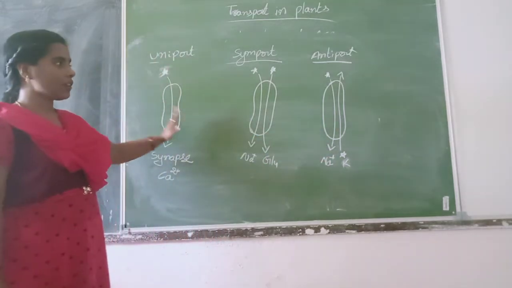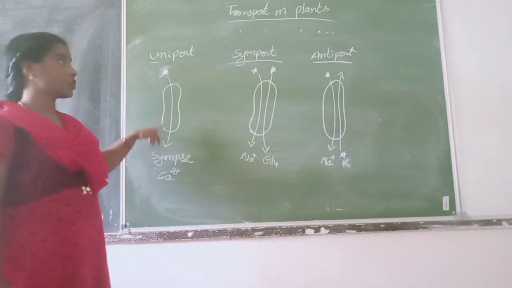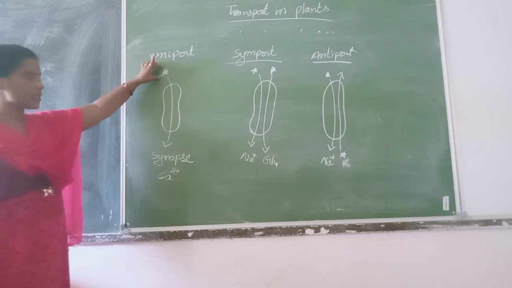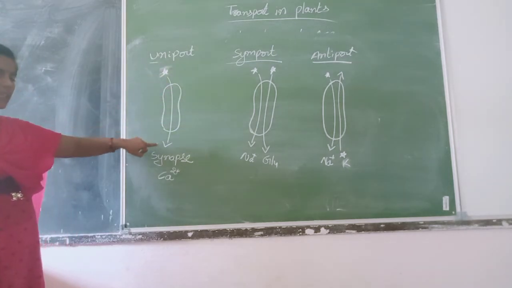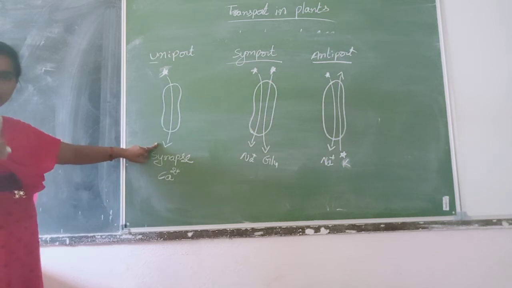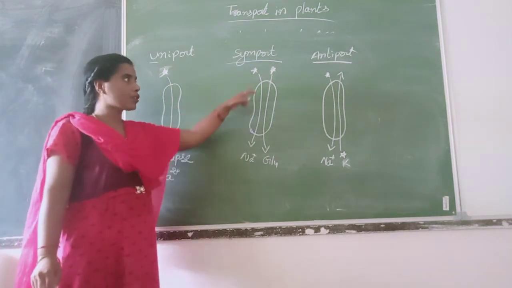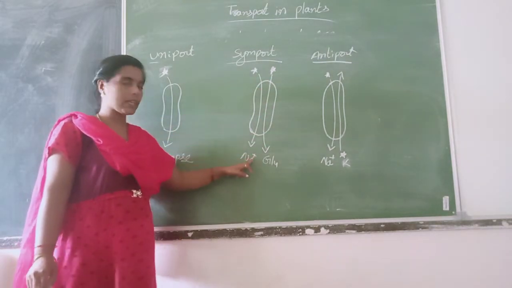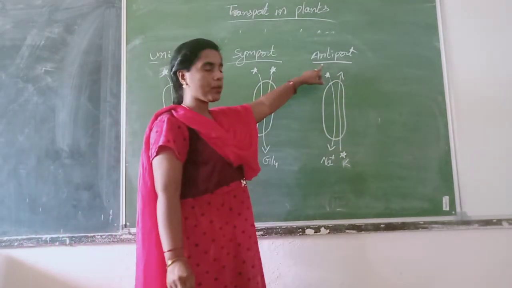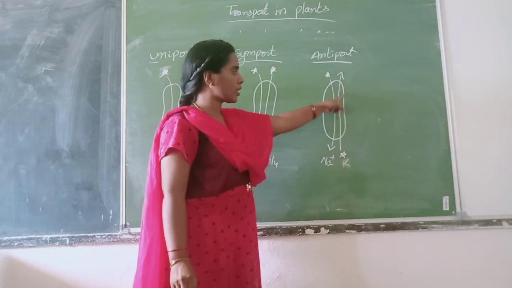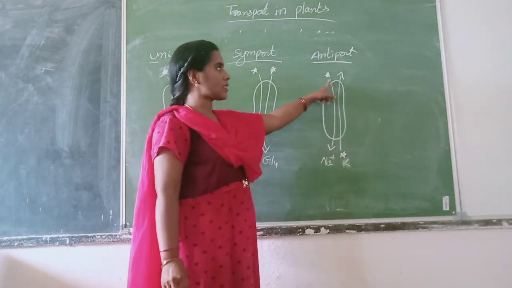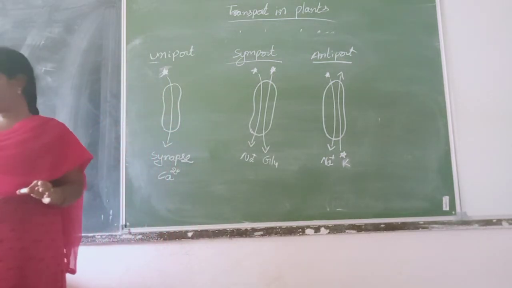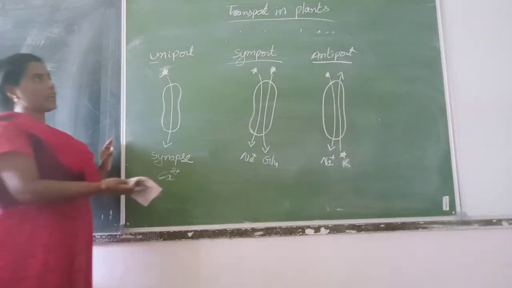See here, in all these cases, direction is important. In uniport transport, a single substance is transported by the carrier protein in one direction. In case of symport, two substances are transported by the carrier protein, but in the same direction. In antiport transport, two substances are transported by a single protein, but in two different directions, moving to opposite sides. So it is antiport transport.